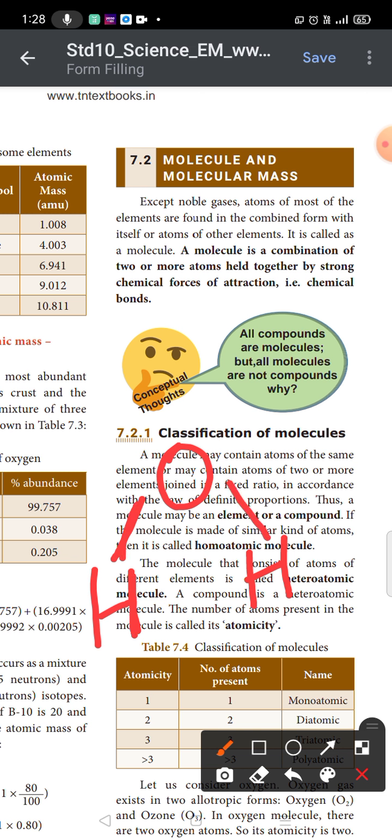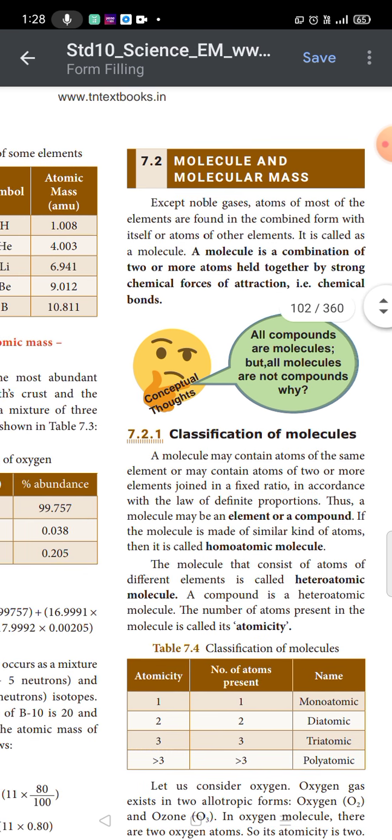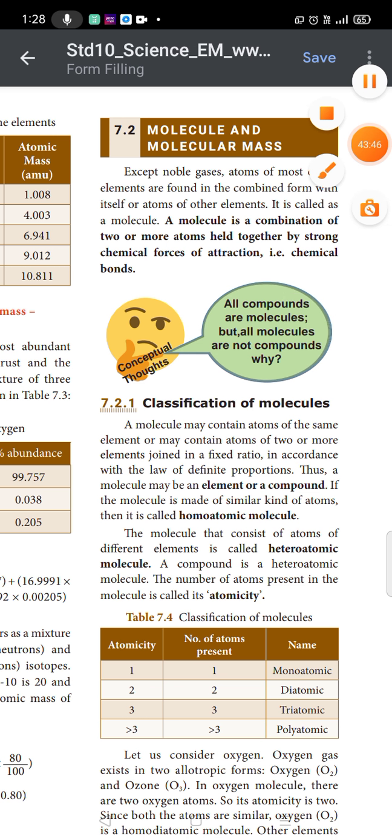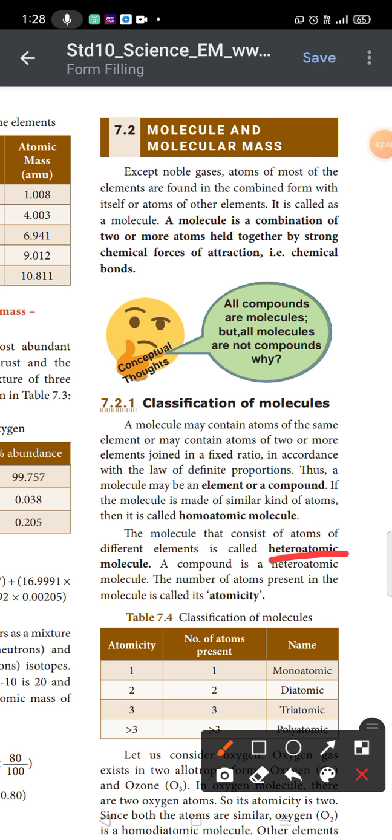Hydrogen has a single valency, that means only one valency, so it is satisfied. Oxygen has 2 valencies, so each side is satisfied. Here, different kinds of atoms are present in this compound, which is called a heteroatomic molecule. Hetero means different. So heteroatomic means different kinds of atoms. A compound is a heteroatomic molecule, because a compound means different kinds of elements will be present.